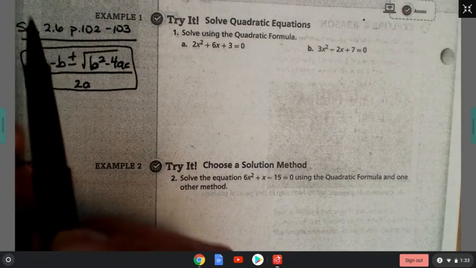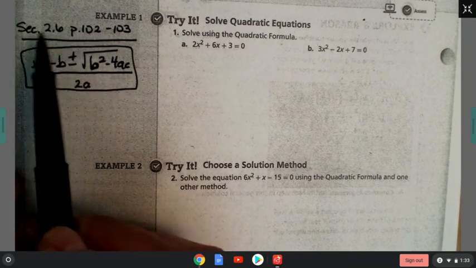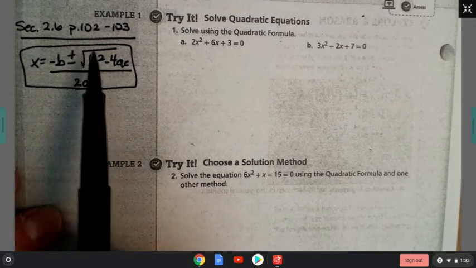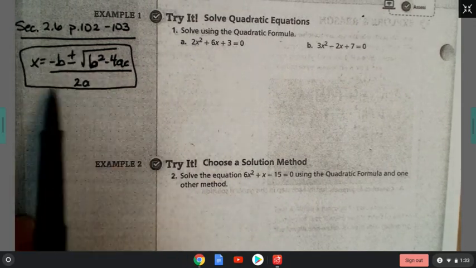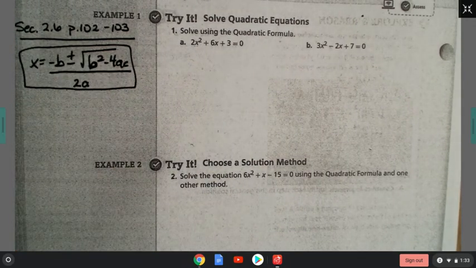Okay. This is page 102 and 103 in your workbook in section 2.6. And then right here is the quadratic formula. So it looks a little bit confusing, right? There's a lot going on there. But take a second and write that down. And you'll see once we do a couple problems that it's not as bad as it kind of looks. Basically, we just need to find the numbers and then we just plug them in and do the order of operations. And then we'll have our answer.